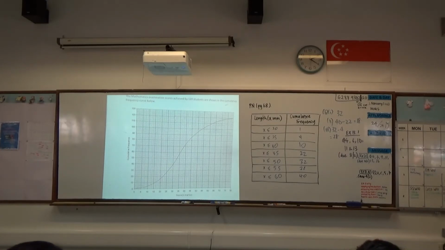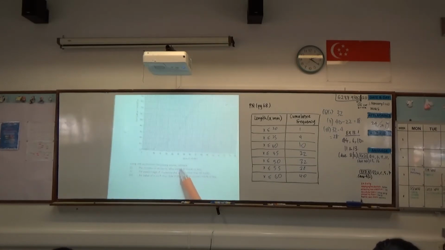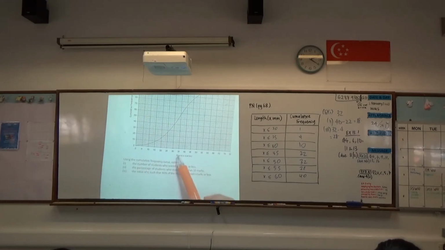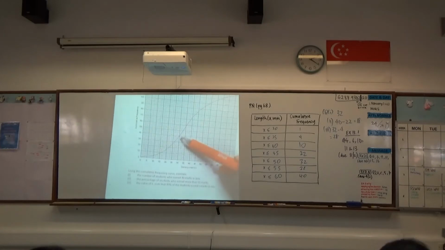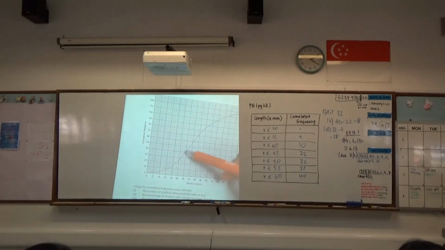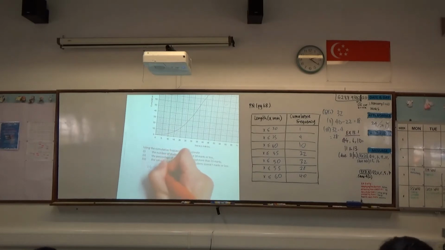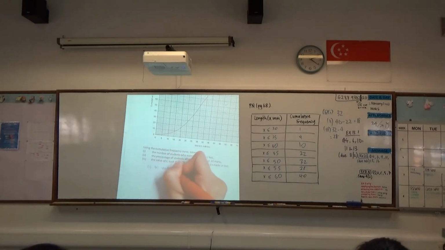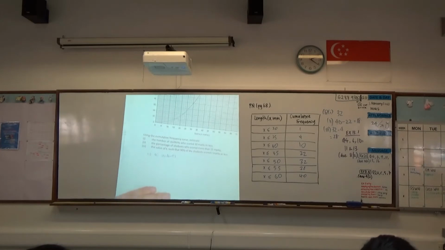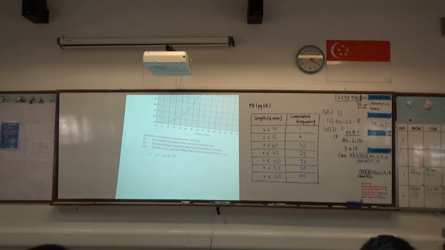If I want to find out how many students actually got less than or equals to, let's say, what's a good number to take? Okay, if I want to talk about part 1, the number of students who scored 30 marks or less, then I will look at the x-axis where it labels the score. 30 marks, I will read up to the curve and then read towards the left, which tells me the cumulative frequency. So in this case, I will find that there are 40 students who scored 30 marks or less.